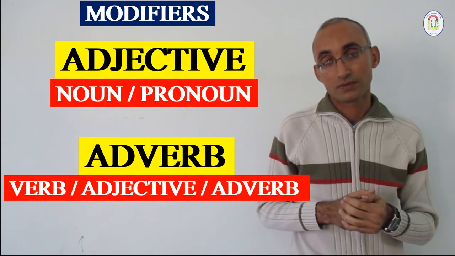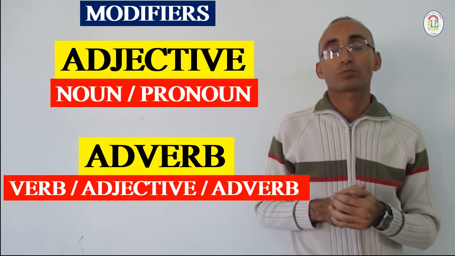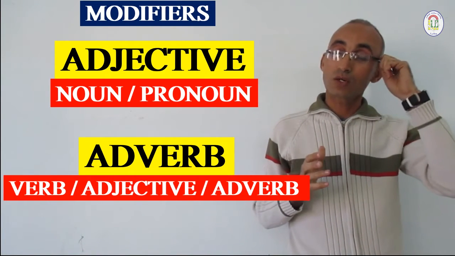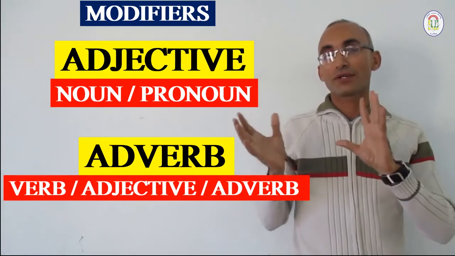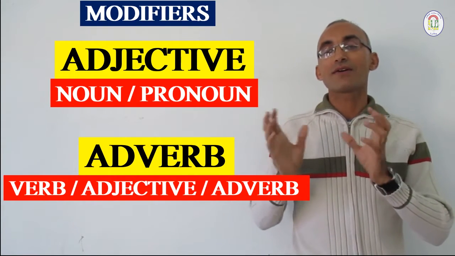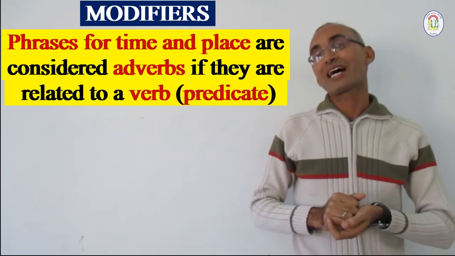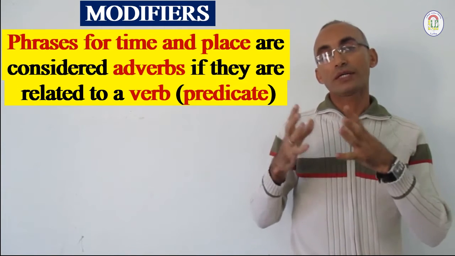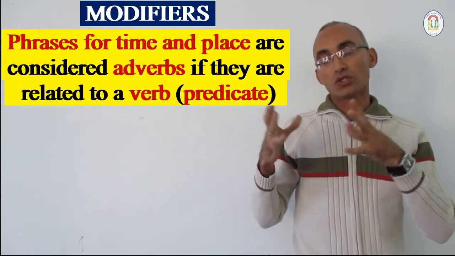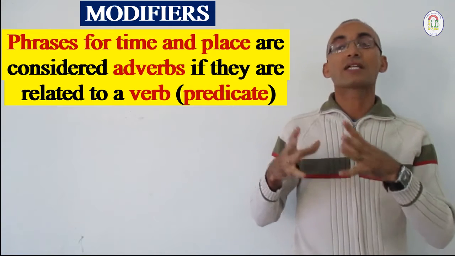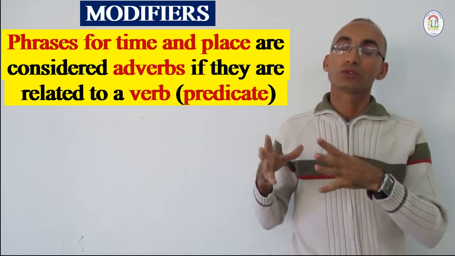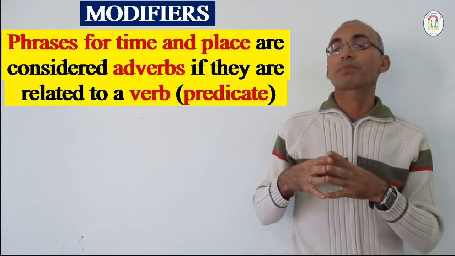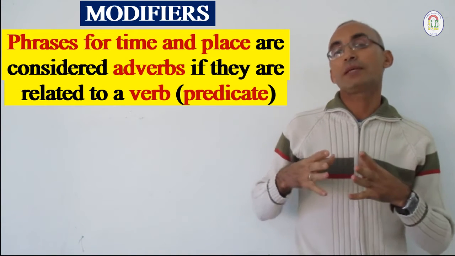Clear? Adverbs. Right. Good. Now, as you see here, also for the cases of adverbs of time and place, they are usually considered adverbs when they are linked to the verb. For example, the verb.